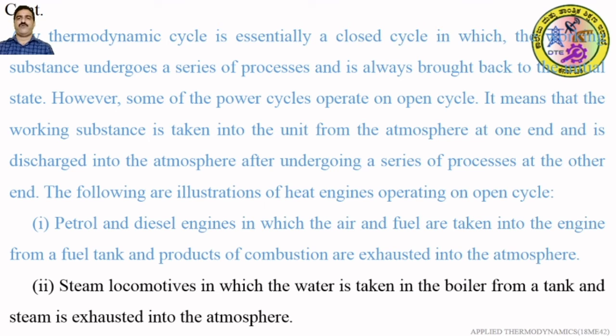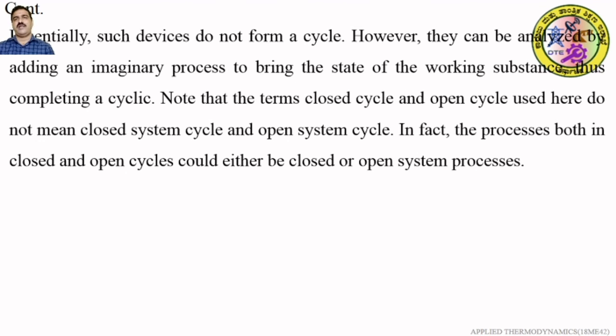Similarly, when you come to a steam locomotive or steam engine, the working substance is drawn from the tank into a boiler, after that it will be converted into steam in the various states. Ultimately, it will be exhausted into the atmosphere after performing some task. This all gives an idea of how an open cycle performs its task without recirculating the working substance. Essentially, such a device does not form a cycle. However, it can be analyzed by adding some imaginary process to complete the cycle of the working substance.